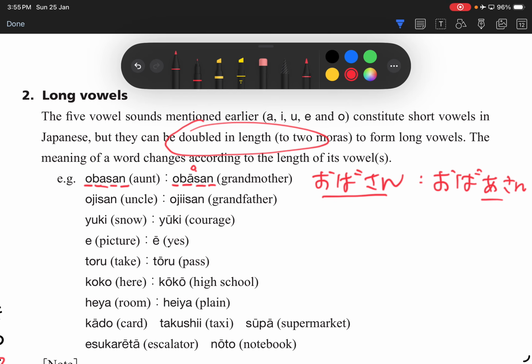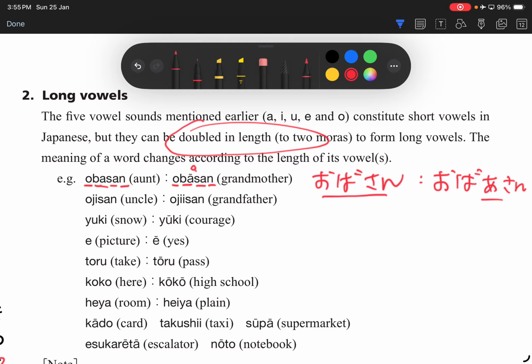Right, you can see there's an extra a sound for the second one. So oba-san versus oba-san. Right, you can hear the difference. So this long sound means it's a different word already. We have to be very careful because you don't want to be calling your aunt grandmother accidentally. Like you go out and call auntie, but at the end you call the grandmother. So please be careful with this.